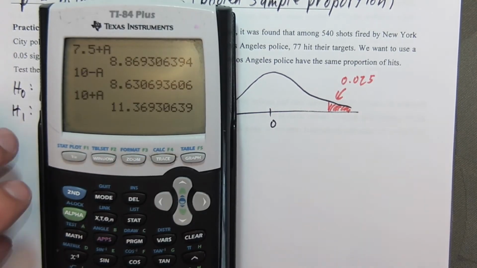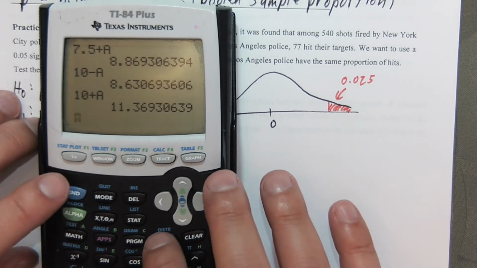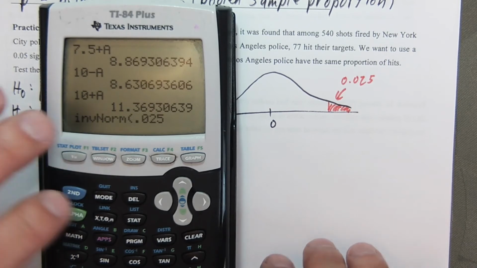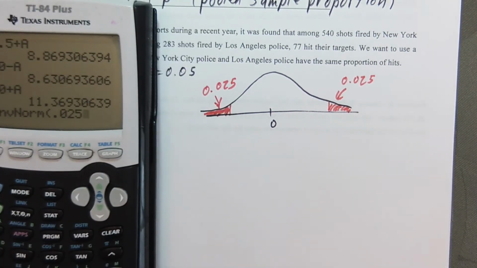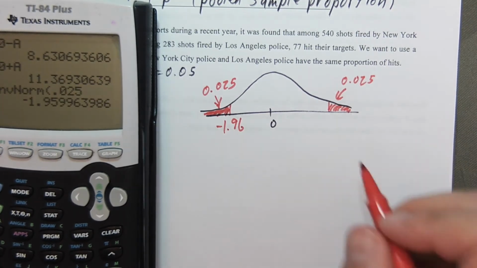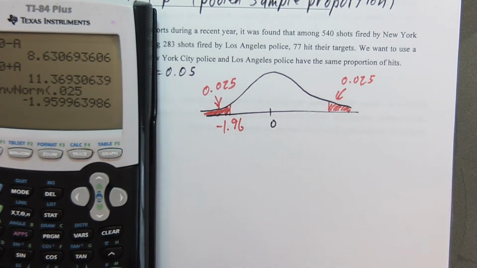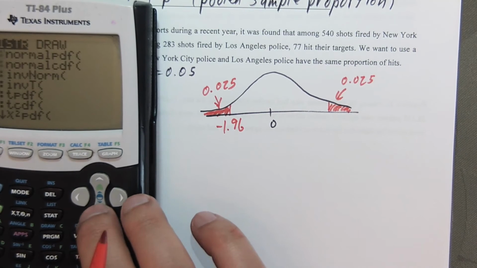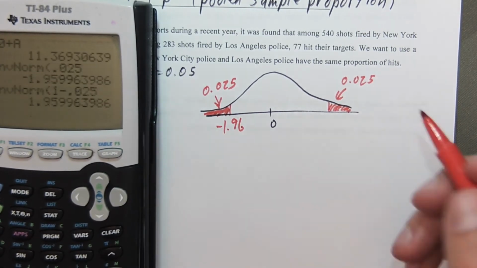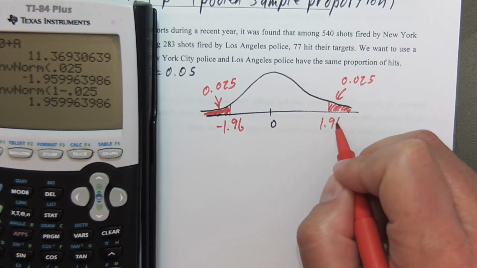So once again, we want inverse norm 0.025, which will give me the left one. That'll give me this one here. And you can see it's a negative 1.96. And if we did the other, I can show you, 1 minus 0.025 gives me a positive 1.96 as well.